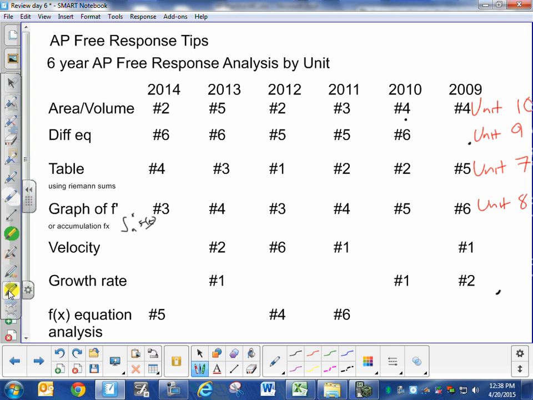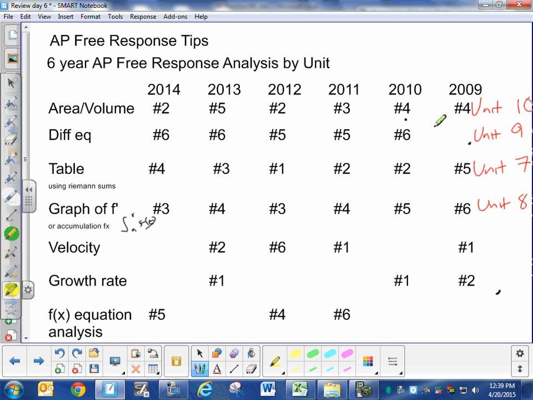What else can you find? Well, there's a differential equation almost every year. 5 out of the 6 years, there has been a differential equation, a Unit 9 type problem. Almost every single year, there have been problems where you're just given a table and you're asked to find certain things using Riemann sums and the fundamental theorem. There's always a problem like that. There are always problems where you're given either the graph of f prime or the accumulation function and you need to work through those.